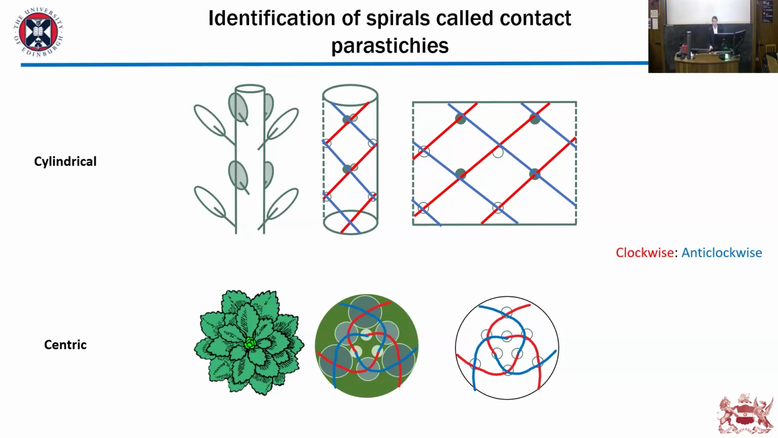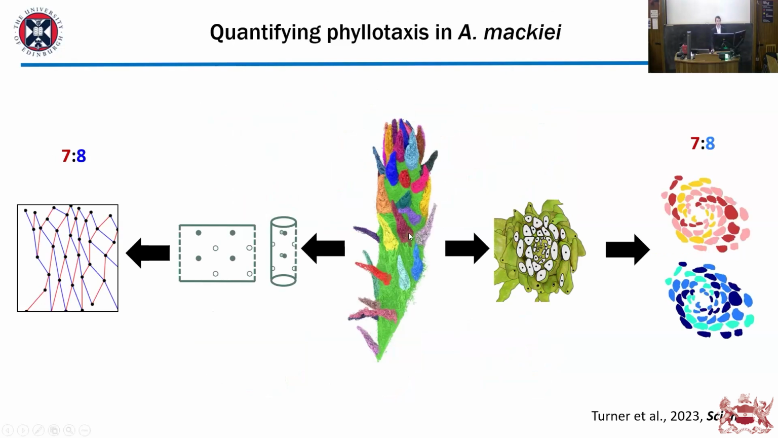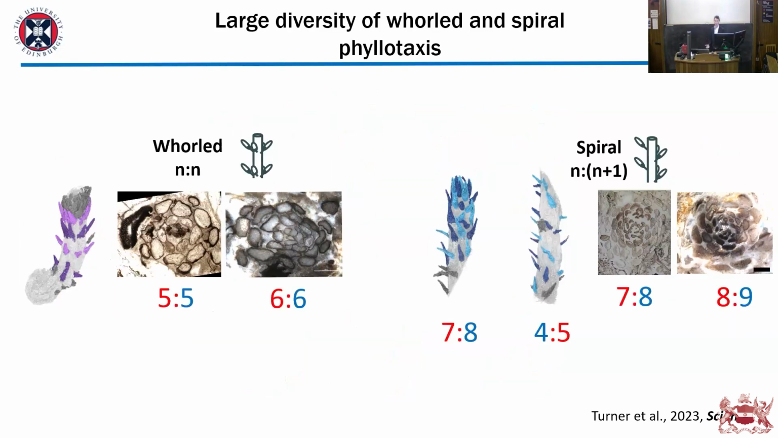So what we found is the cylindrical approach: we were able to calculate the arrangement of the leaves on the side of the stem, and then the centric top-down approach you can see over here. And what we were able to find, from this example and combining all the data together, was that this one species seemed to have quite a large diversity of different phyllotactic types. Actually, quite a remarkable diversity.